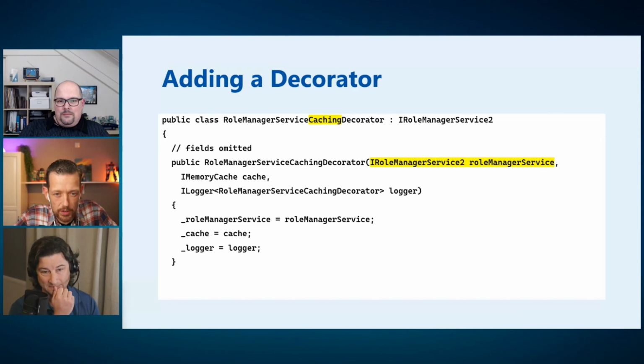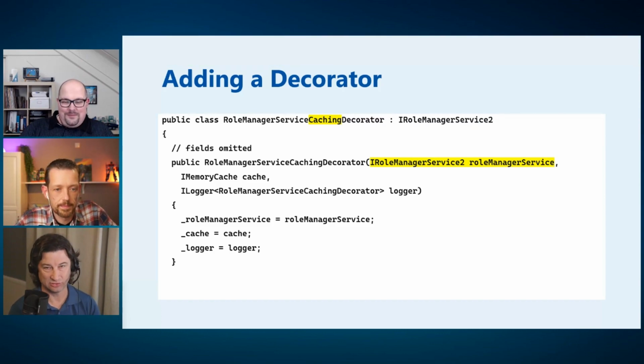Let me see. So you're using IRoleManagerService2, and I'm also taking that same thing in my constructor. Yeah, so the question is, you have two classes and you want to register them to the same interface. That's not going to work. Yeah, that's right. Exactly. It's going to be an infinite loop, right?